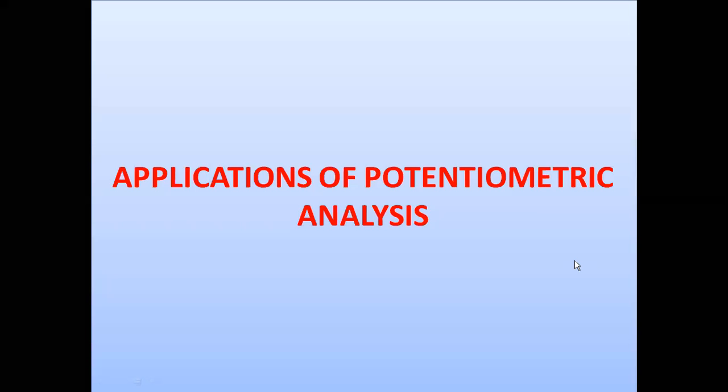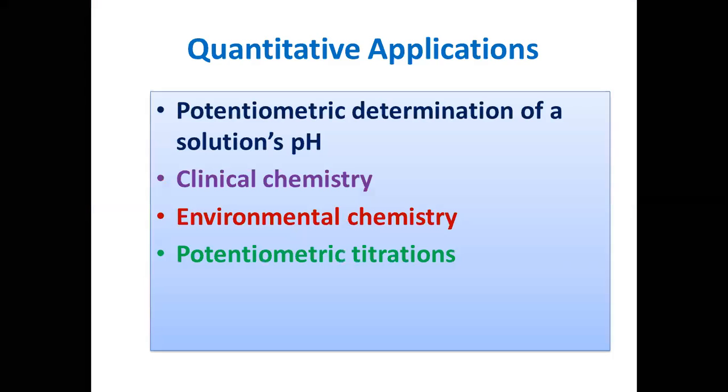Let us discuss some applications of potentiometric analysis. As you know, potentiometry is a suitable quantitative technique for determining the amount of the analyte present in the sample. It may be by measuring the EMF or by measuring the pH, whatever it is. The pH or the EMF will be related to the concentration of the analyte. Therefore, potentiometry is an important tool to determine the concentration of the analyte in quantitative applications.